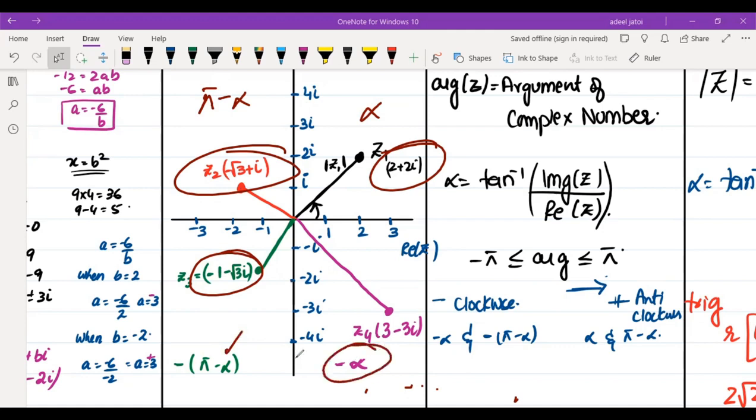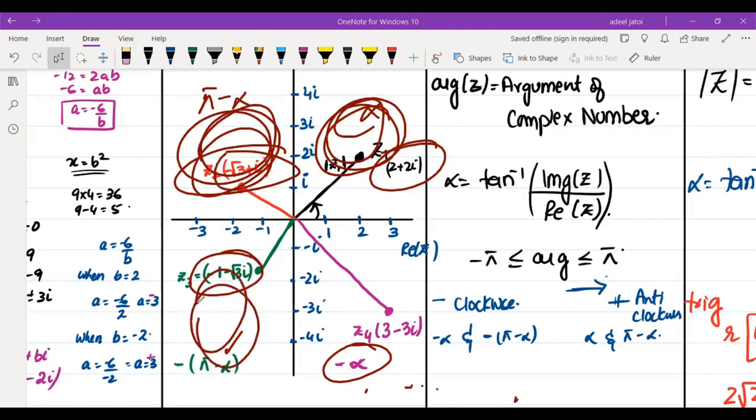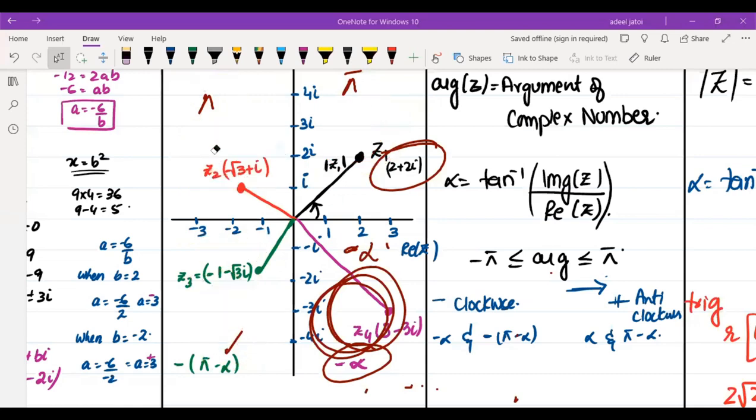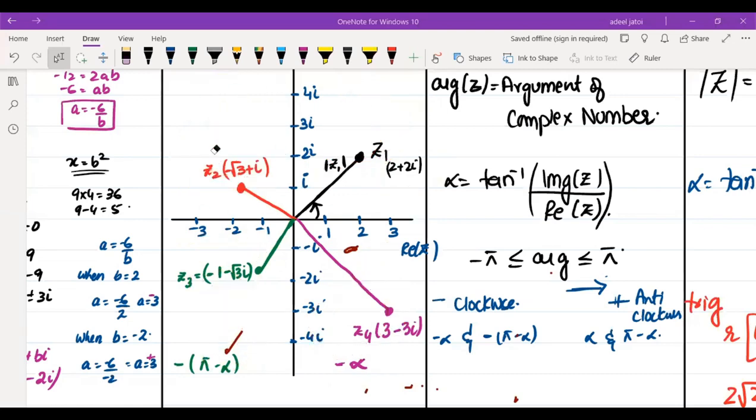And here we'll be treating normally root as negative alpha. But that will depend upon where the complex number lies. Whether it is lying in the first quadrant, in the second quadrant, in the third quadrant, or in the fourth quadrant. In the first quadrant, it is alpha. Here, it is pi minus alpha. Here, it becomes minus pi minus alpha. And here, it becomes minus alpha. So, these are the particular values which we can use to calculate the angles for the complex number.